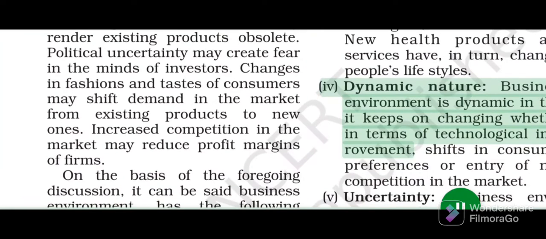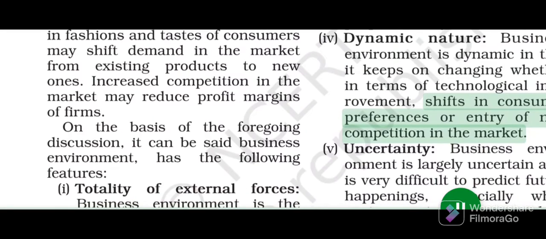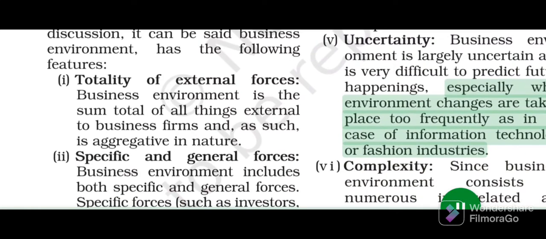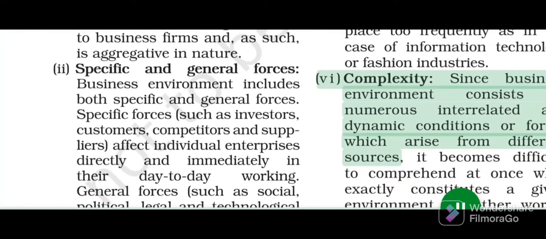IV. Dynamic nature. Business environment is dynamic in that it keeps on changing, whether in terms of technological improvement, shifts in consumer preferences or entry of new competition in the market. V. Uncertainty. Business environment is largely uncertain as it is very difficult to predict future happenings, especially when environment changes are taking place too frequently as in the case of information technology or fashion industries. VI. Complexity.